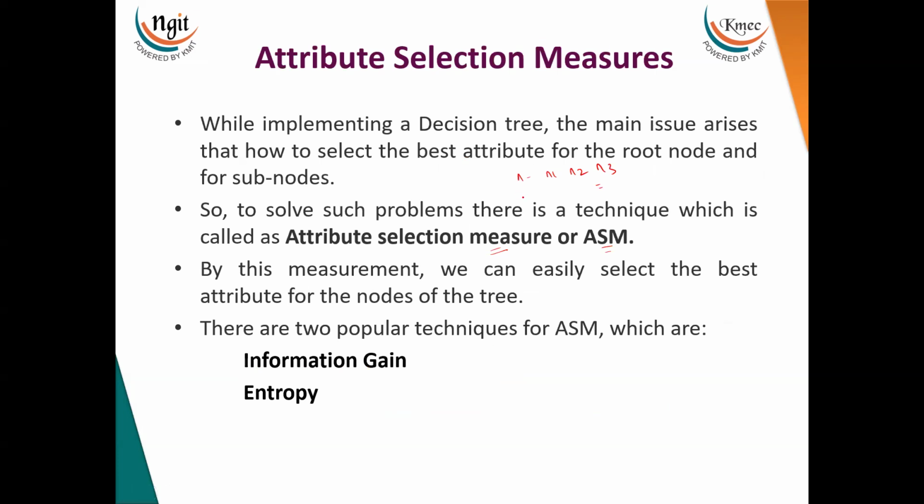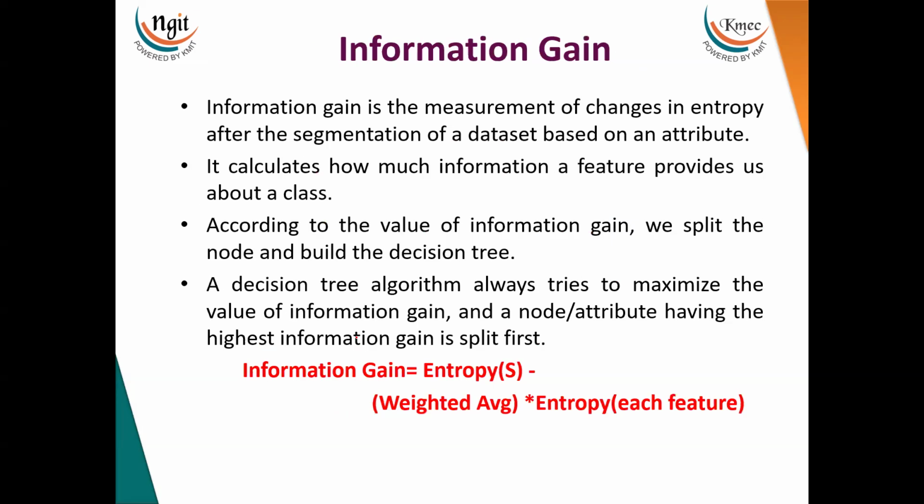And for that, there are 2 popular techniques for attribute selection measures. Those are called information gain and entropy. So the 2 techniques a decision tree algorithm is going to use are information gain and entropy. Let us see what we mean by information gain and entropy. Coming to information gain, it is the measurement of changes in entropy after the segmentation of a data set based on an attribute. That is, it calculates how much information a feature provides us about a class. This is the important point.